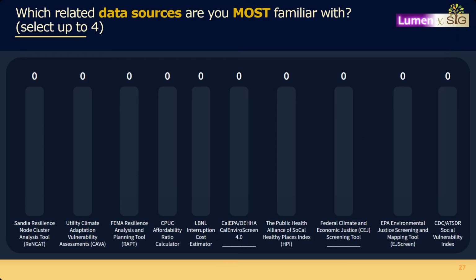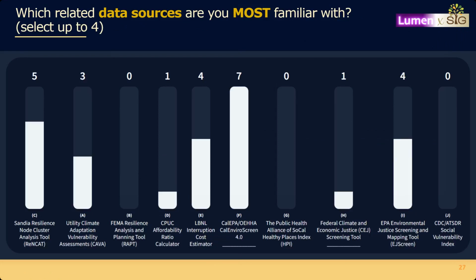You can select up to 4. This is not an exhaustive list, but these are a few of the key data sources that we've identified so far. So select up to 4 you're most familiar with, and I'll just talk through them as you're deciding. We've got Sandia's Resilience Node Cluster Analysis tool, which if you've been to the other CPUC Microgrids and Resilience meetings, you've heard about that. We've got the utilities' CAVAs, FEMA's WRAP tool, which I mentioned before.